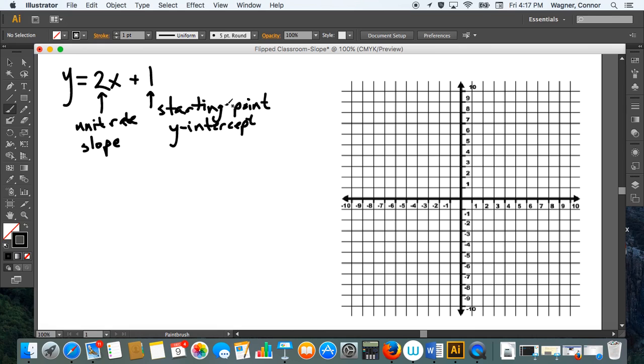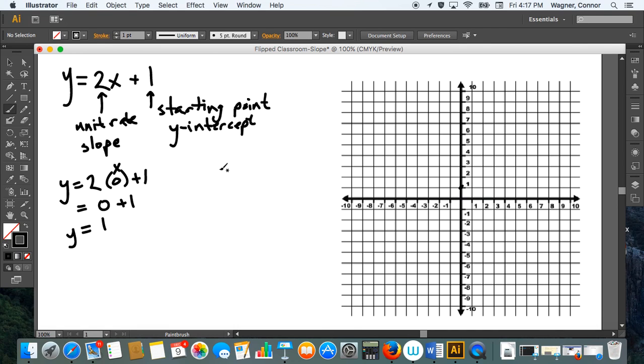If our starting point is 1, when x is 0, that means y is going to be 1, and I can prove that to you mathematically by plugging in a 0. So if I say y equals 2 times 0 plus 1, 2 times 0 is 0, plus 1, which equals 1. So whenever x is 0, remember this is the x value right here, whenever x is 0, y is 1. So I go over here, x is 0, y is 1.